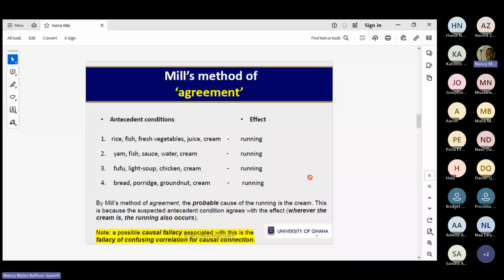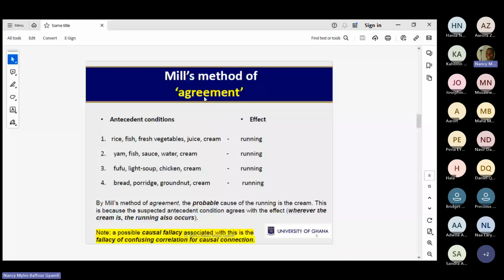Okay. Now, all of them took different meals, except one thing that agrees in all the meals. Look on my screen and tell me what agrees in all the meals, the antecedent meals that were taking place. Look at the meals. What agrees there? I want a chorus answer if you can. Cream. Cream. Very good.